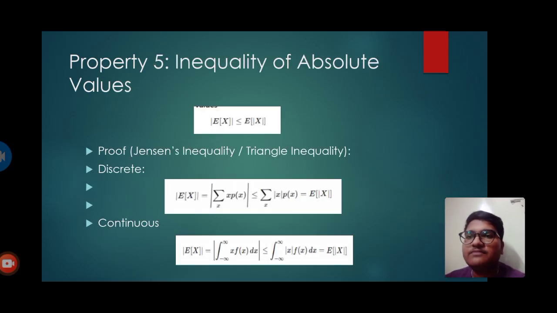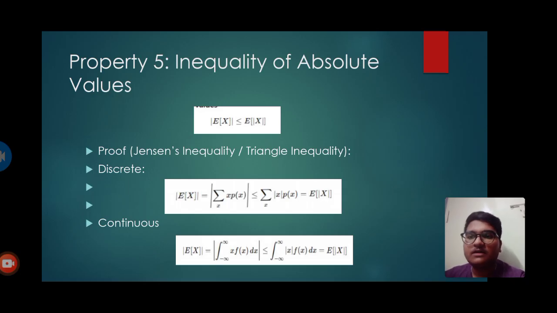Next, property 5, inequality of absolute values. Mod of expectation of x is less than or equal to expectation of mod of x. Proof: Jensen's inequality, or it is the triangle inequality. In the case of discrete, mod of E of x is equal to mod of summation of x into p of x, less than or equal to summation of mod x into p of x. Here we can write mod of summation of x into p of x as summation of mod of x into p of x. As we know, summation of x into p of x is equal to E of x. Here in place of x we have mod of x, so we write it as E of mod x.